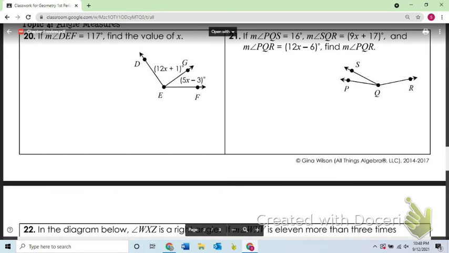Okay, on to topic 4, angle measures. So this is where we talked about yellow and blue make green. We know that the two inside angles add up to the measure of the big outside angle.